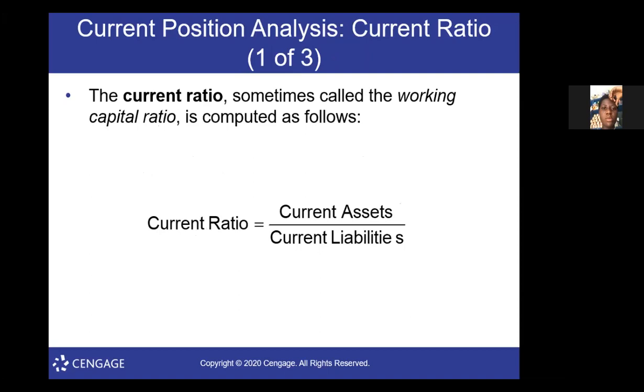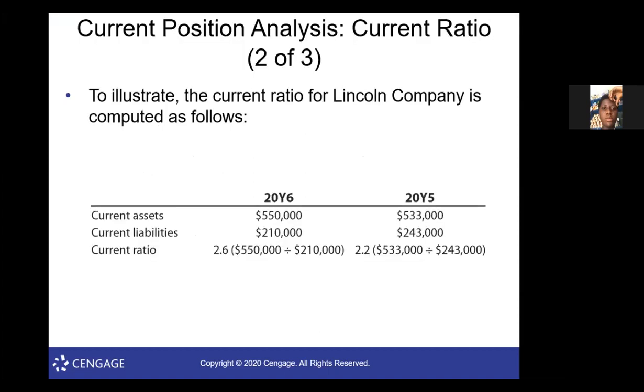So current ratio, you're going to need to know this on the exam, current assets as a percentage of current liabilities. So what would those current ratios be based on the same information for Lincoln? Current assets of 550 in the current year divided by current liabilities of 210,000 gives us a current ratio of 2.6. So who remembers, what does that 2.6 mean? Yeah. You have $2.6 in assets for every dollar you have in liabilities. Perfect. So you have $2.60 of current assets with which to pay off every $1 of current liabilities.